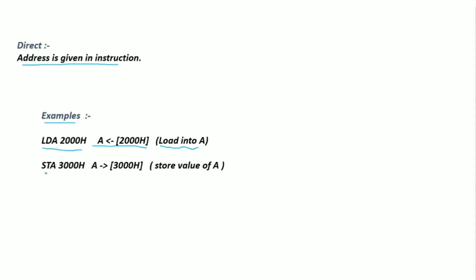Similarly, STA 3000H. We are storing the value of A, the values present in the accumulator, at the location 3000H. Here you can see that we are storing the values present in the register at the location 3000H. We are not loading the value 3000H. Keep that in mind. This 3000H and 2000H are addresses of particular locations. So let's move forward.